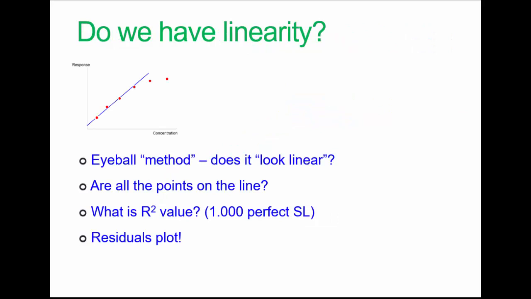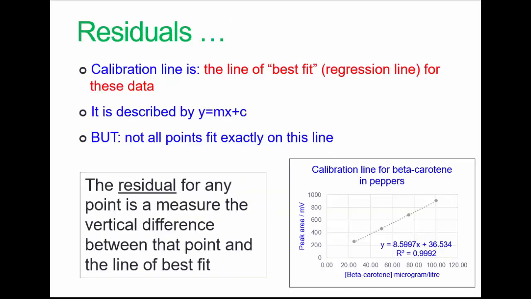Okay, so how do we know it's linear? We can eyeball it. Does it look linear? Are all the points on the line? Again, as I mentioned, the R-squared value, even though one is a perfect straight line ostensibly, isn't necessarily the best way of doing it. Residual plots are a better way. They will find any non-random distribution of data, indicating that data is not as linear as we'd hope it was.